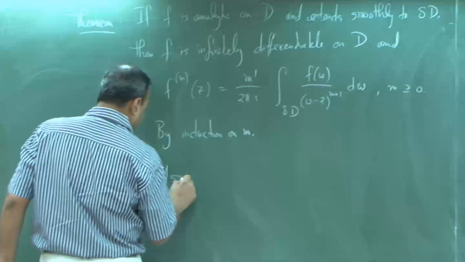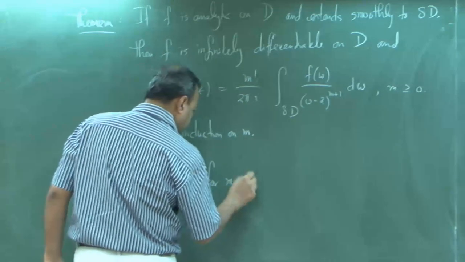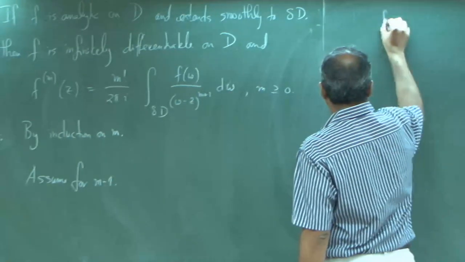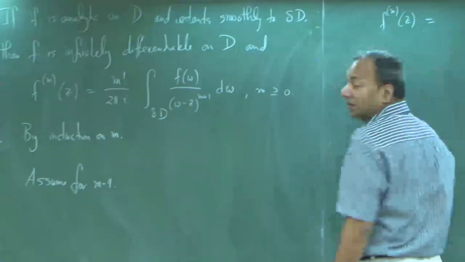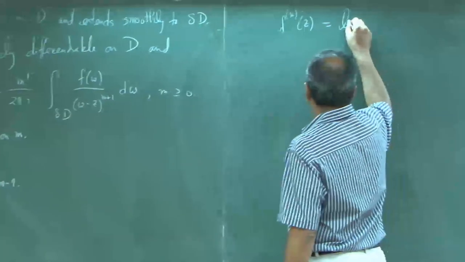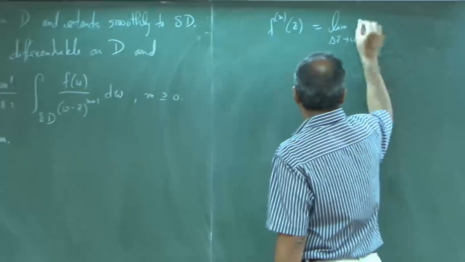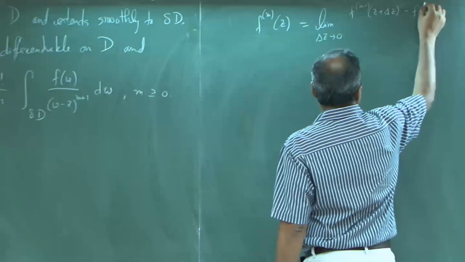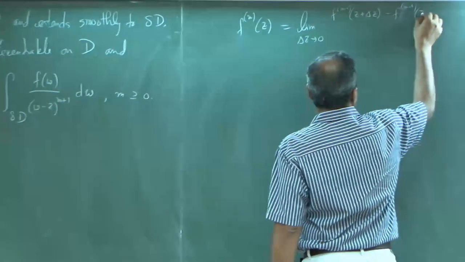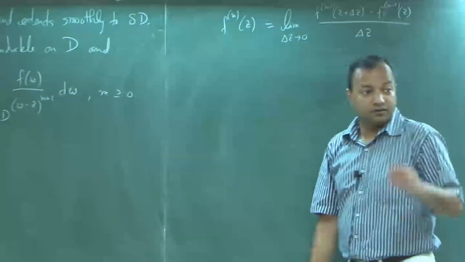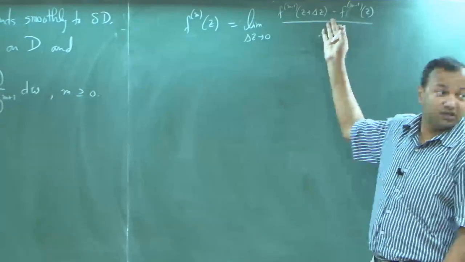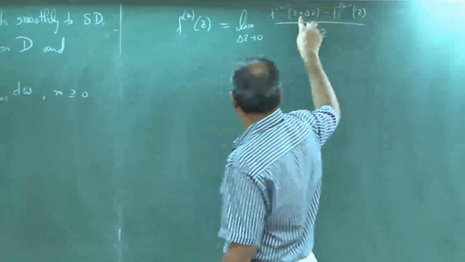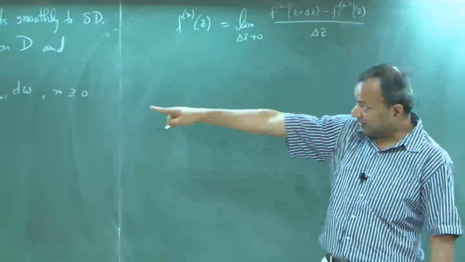Now what do we know? We know that the mth derivative of f is defined as a limit, and of course this limit should exist, only then this is there. Because now we know that the m minus 1 derivative not only exists, but is given by that formula. So let's use this.